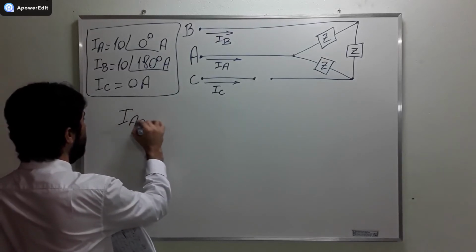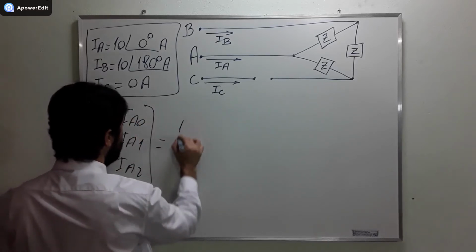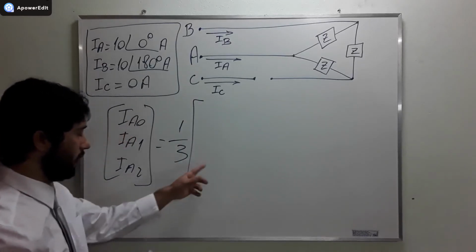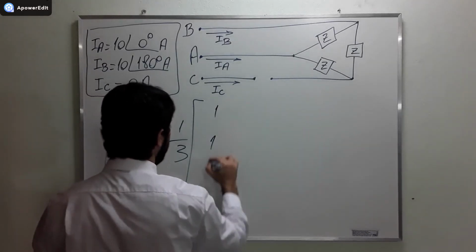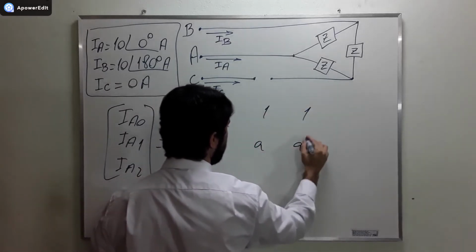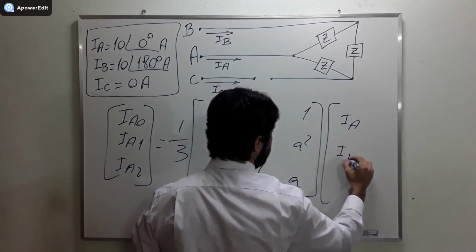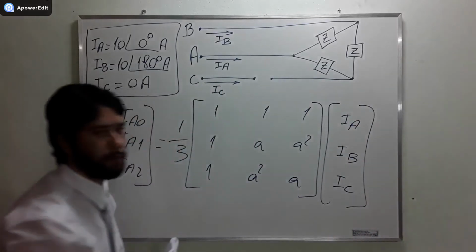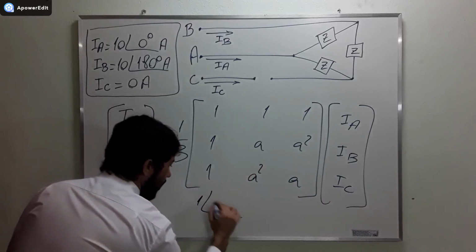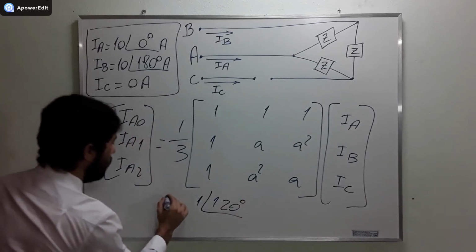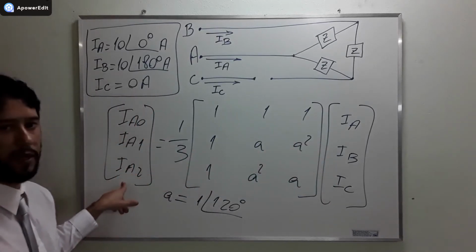So what we want is IA0, IA1, IA2, okay, and we multiply it by a third because it is the inverse matrix of that matrix that we found first, and then we arrive at this matrix here. And we multiply the values that the problem gave us, okay? The problem gave us this. We found this, okay? Using that operator that I told you about, the A operator. The A operator is this. We multiply it by it, and we find the symmetrical components.